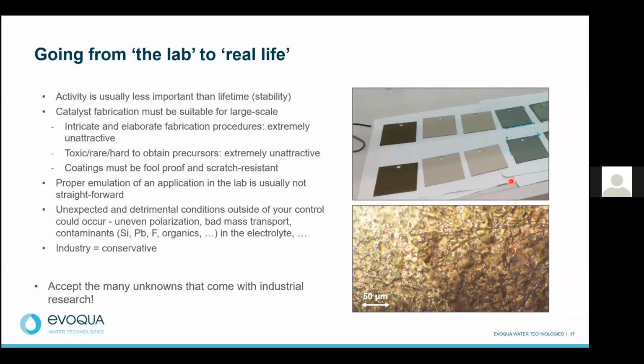Another thing that is found is, for example, a very mundane but important thing. Coatings must be foolproof and they must be scratch resistant, because when you supply an anode to someone, they might drop it on the floor and it will get damaged. It needs to be resistant to that.